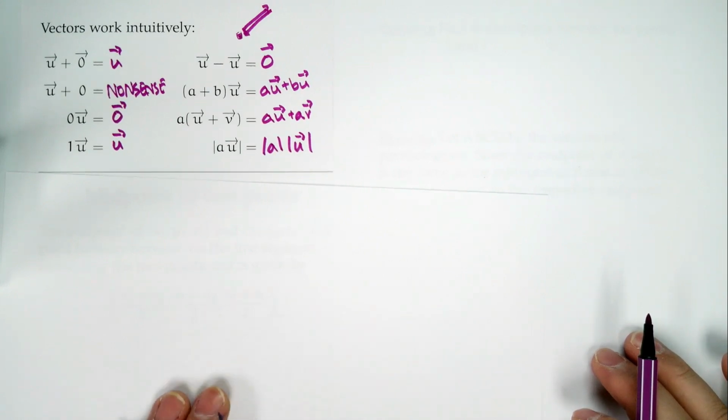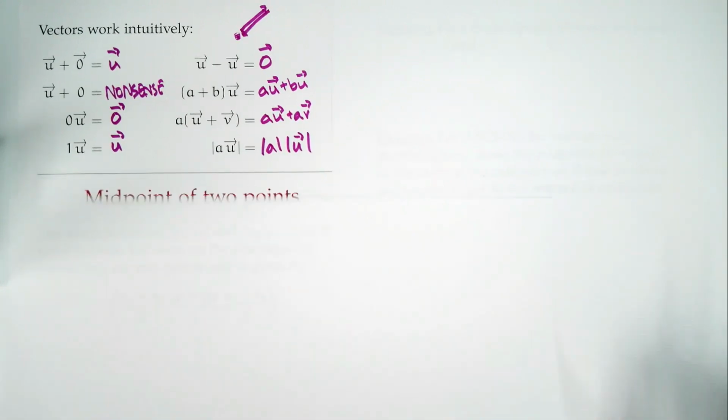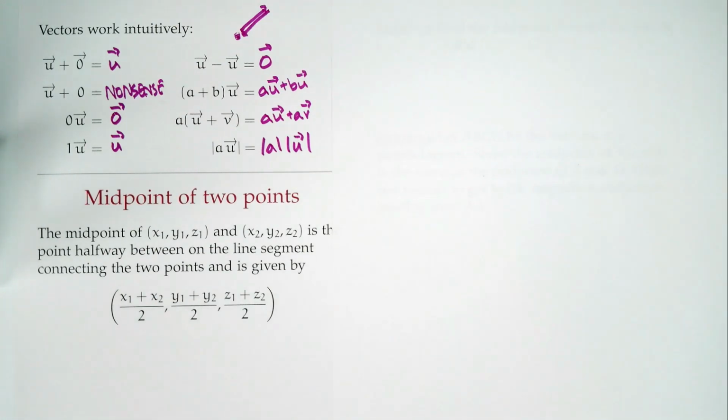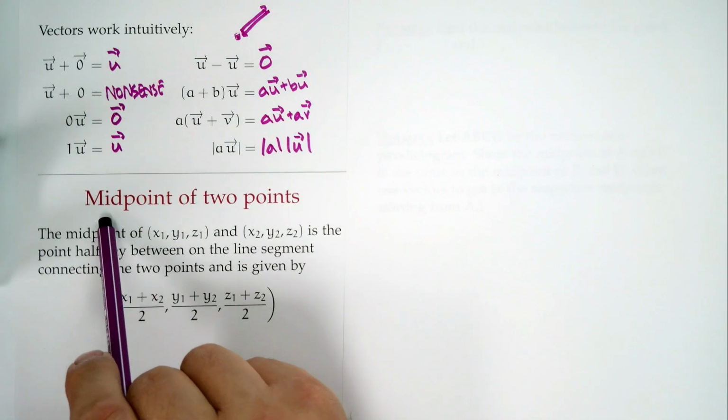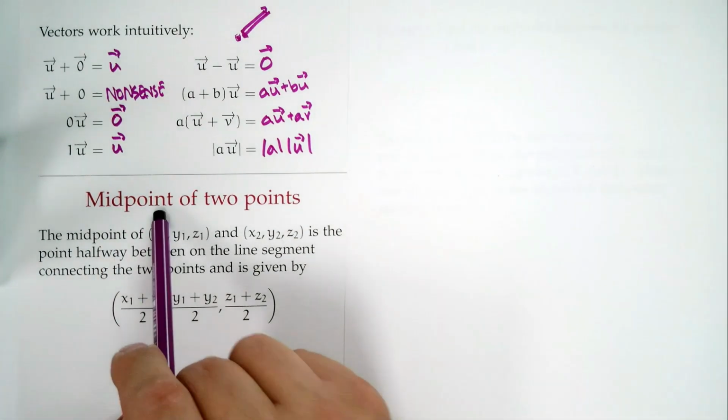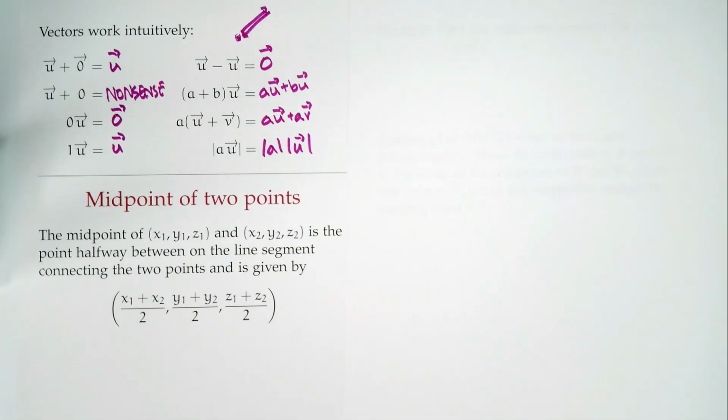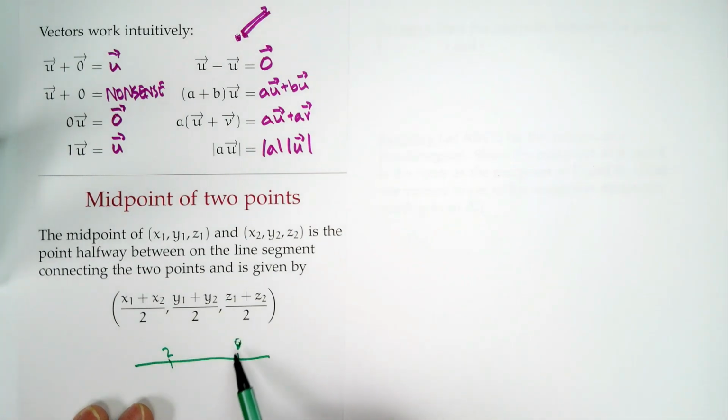All right, one more idea: the midpoint of 2 points. If I have the midpoint of x1, y1, z1, and x2, y2, z2, what does that mean? Well, it gives it away. Mid is like middle, the middle point. It's that point halfway in between. How do I find that? If we were just dealing with numbers, it's pretty easy. If I have 2, and here's 8, and I ask what's halfway between 2 and 8, the answer is 2 plus 8 divided by 2, which is 5. So the middle of two numbers is 5.